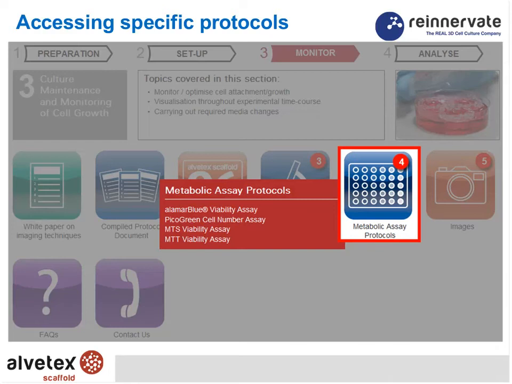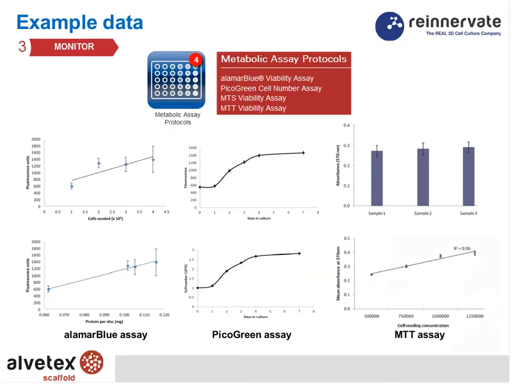So taking the metabolic protocols, we can click on the icon and see that we come up with a list of assays there. At present there are 4 different assays listed. We would anticipate that this list will grow as we test different kits and different reagents. So for example, we already know that XTT assays and commercial kits such as Promega's CellTiter-Glo assays all work very well with Alvetex Scaffold.